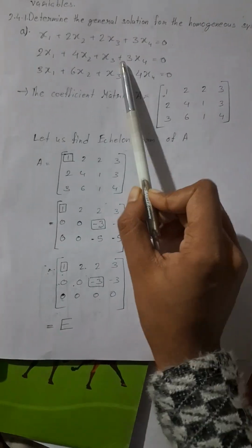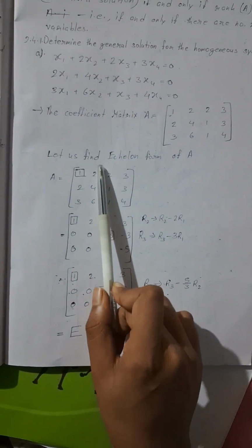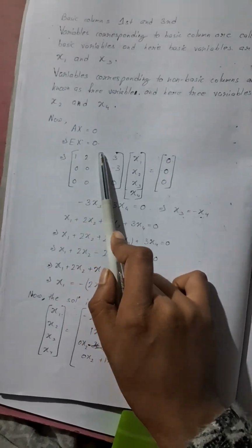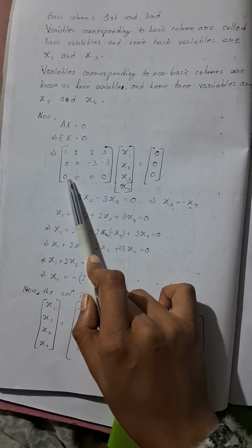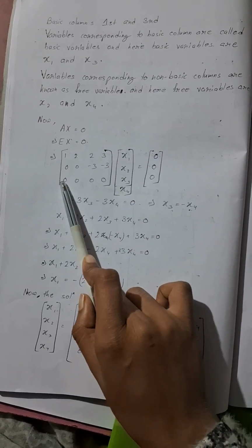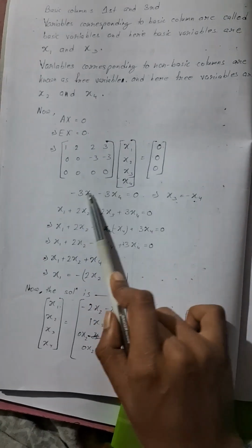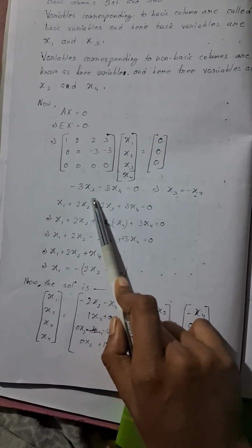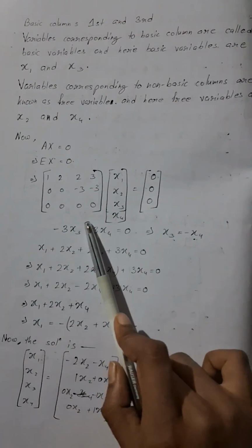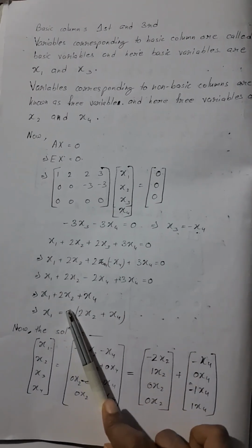To determine the general solution of a homogeneous system, we need to write the coefficient matrix first, then we need to make it in echelon form. After writing it in echelon form, we need to write it in the form Ex equal to 0. After writing it, we need to multiply it in matrix product form, and we need to do it from the last row and last column, and by doing it, we can determine the values of x2, x3, x4, and so on. Here we get the value of x3, and then here x1.